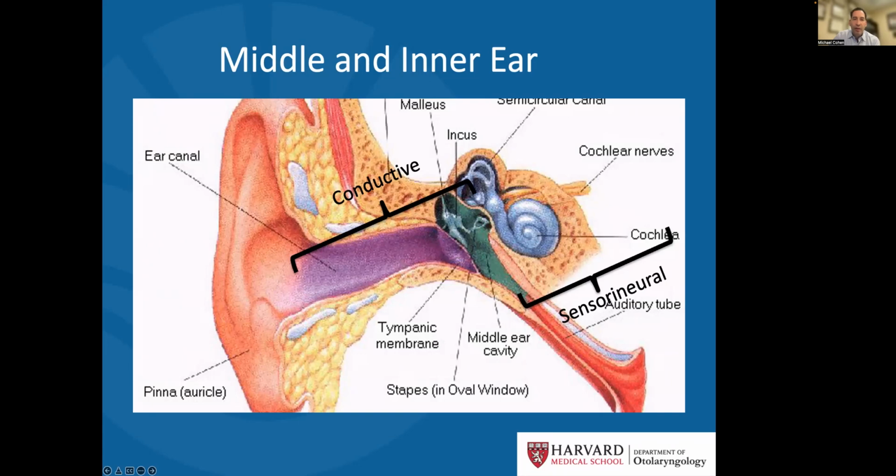So if there's a blockage in the ear canal or a problem with the eardrum or fluid in the middle ear, like we discussed, we call that a conductive hearing loss, meaning sound is not being conducted to the inner ear. However, if the problem is due to the inner ear itself or to the nerve of hearing, or even to problems with the brain beyond the nerve of hearing, we call that a sensory neural hearing loss. And these are two very different mechanisms which have a very different treatment modality in many cases.